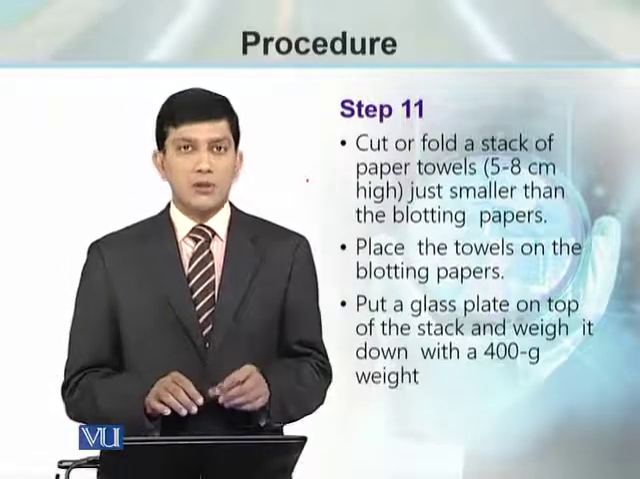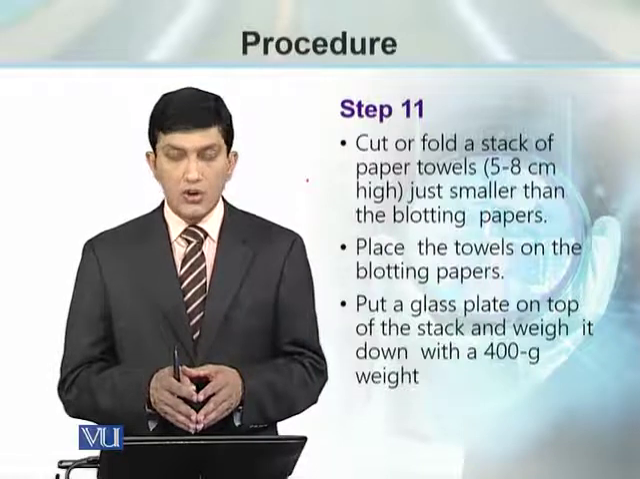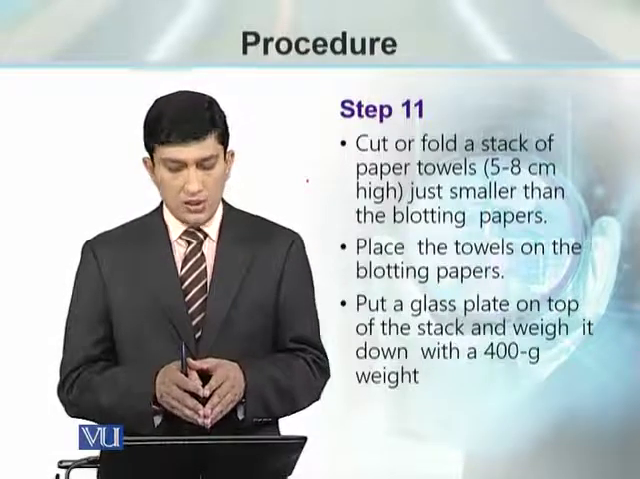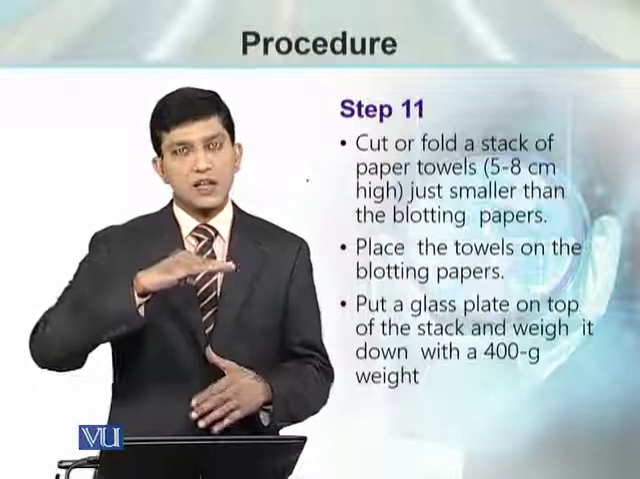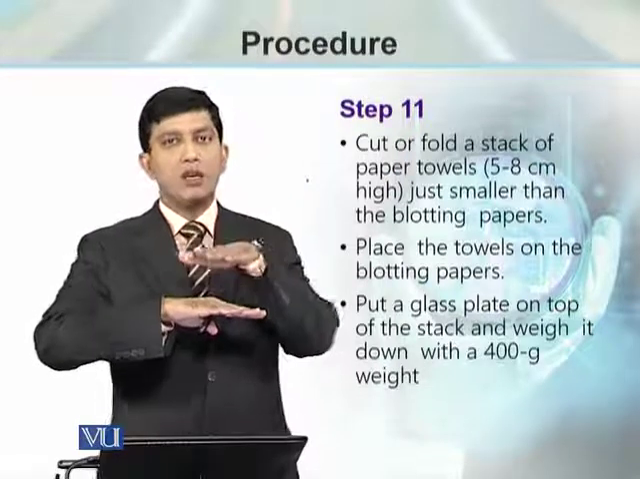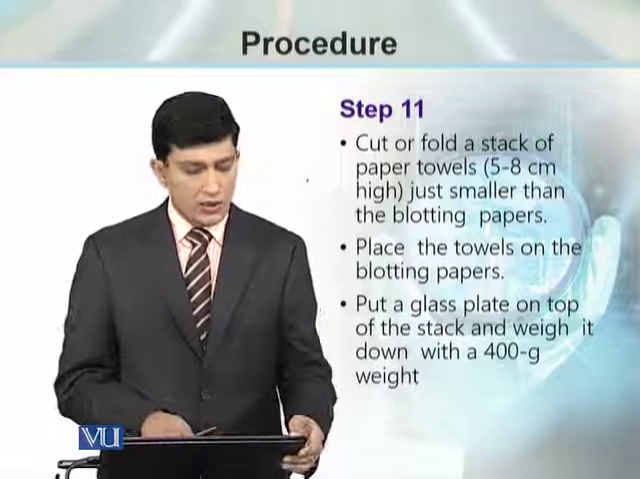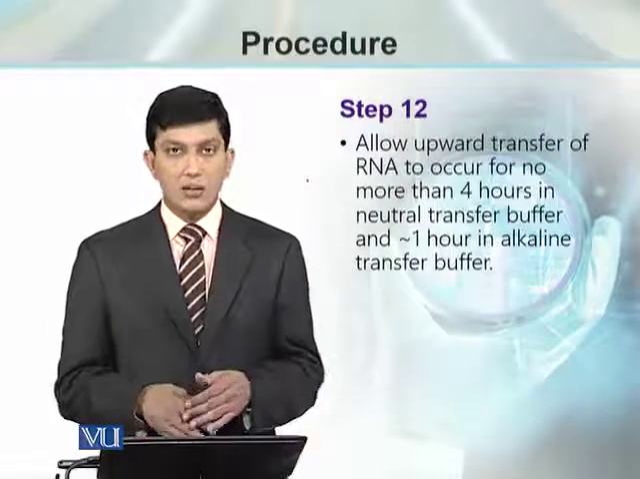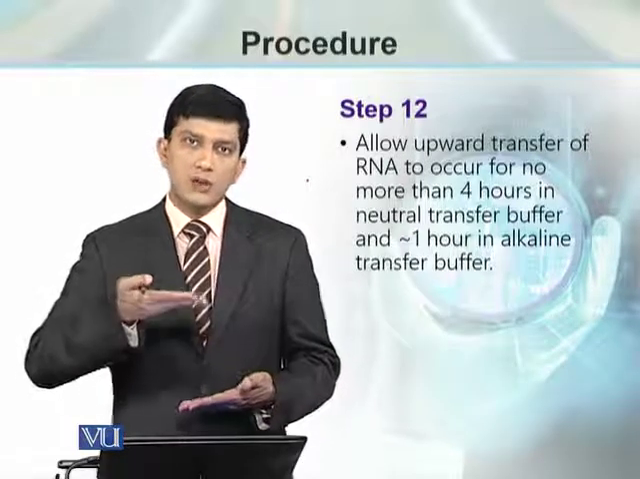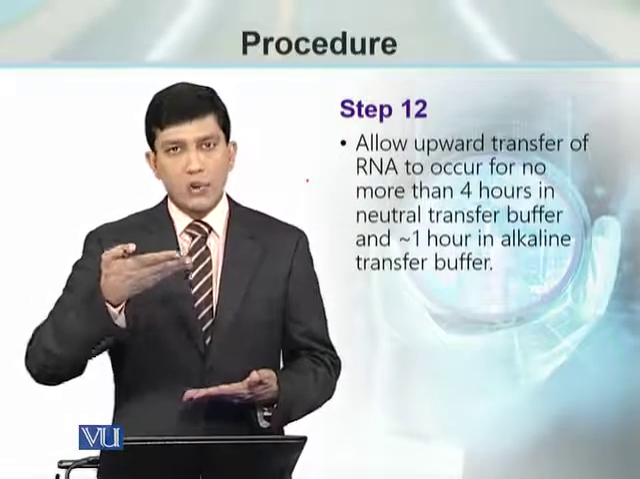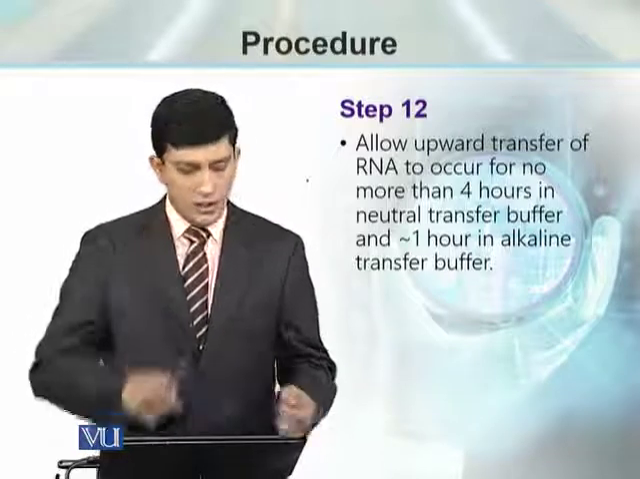Then we need some dry paper towels, a stack of dry paper towels which can make a height of 5 to 8 centimeters, that is going to be placed over those blotting papers, which is going to act as absorbent, and these towels are then covered with a glass plate which is going to bear the weight. That weight should be 400 grams up to 1 kilogram. It depends how tall is the tower, so that the capillary action can be started from the reservoir. The concentrated salt solution starts moving through the gel, through the membrane, and through all the paper towels. And while this movement of ionic solution is taking place, RNA from the gel is going to be transferred to the membrane.